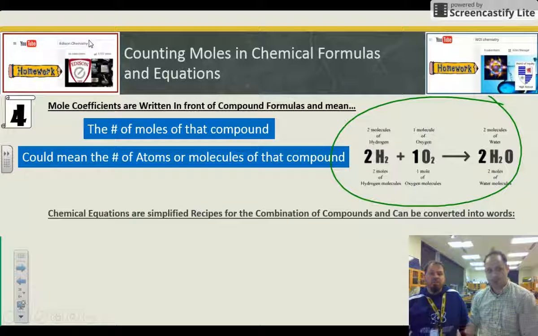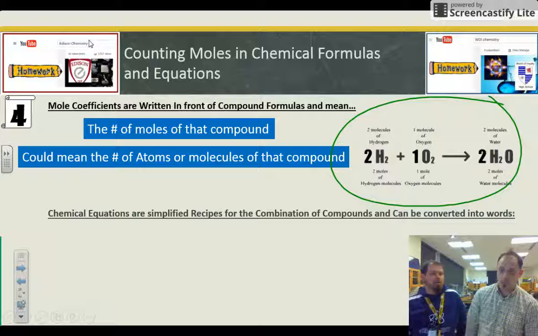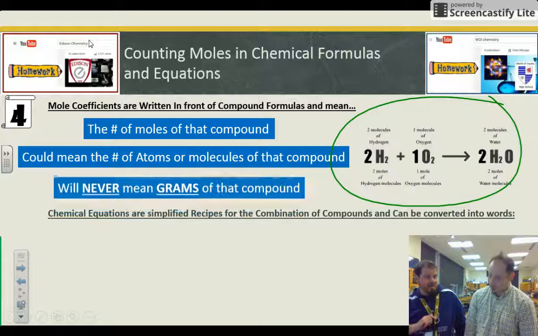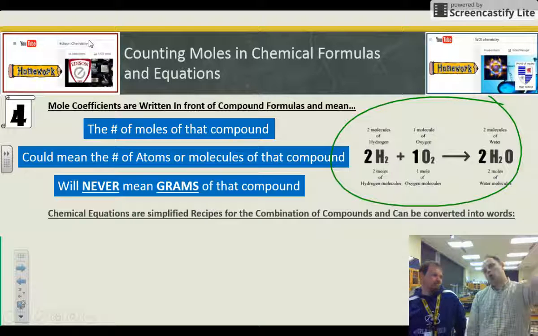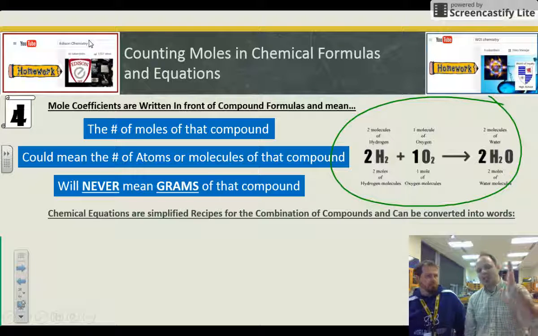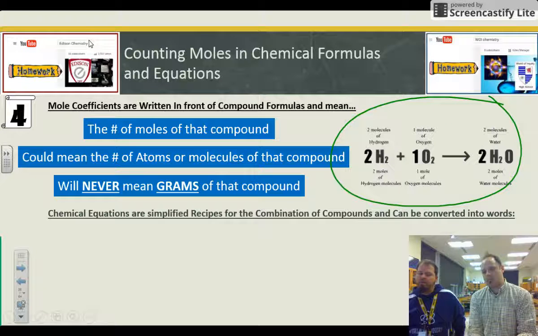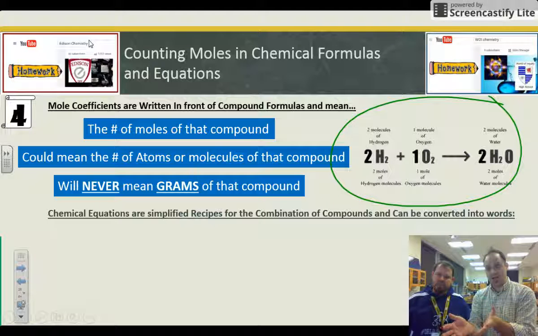So the big coefficients could mean numbers of atoms or molecules, but mostly it means moles. What it will never mean is grams. We've got to use gram formula mass and a few other tricks of the trade to get to that. You only use grams in the lab when you're doing a procedure, or when you're weighing something. And we're not weighing anything here. We're just showing ratios of one compound to the next to make a molecule.